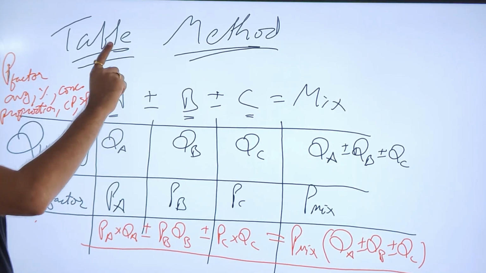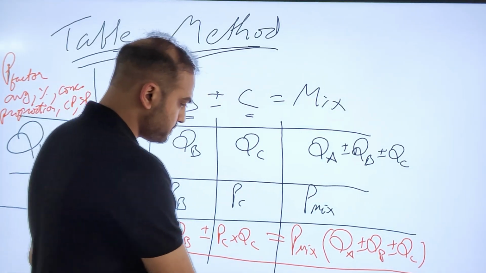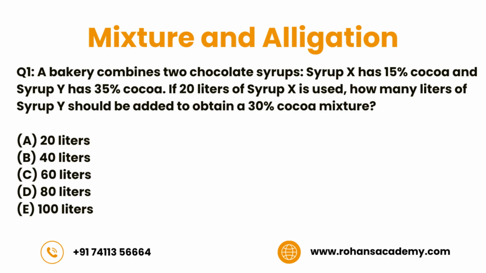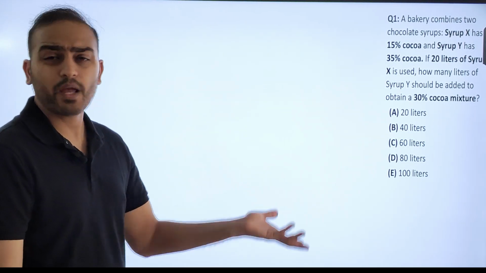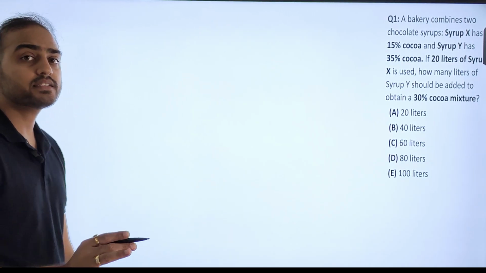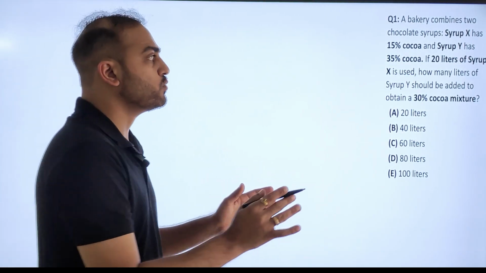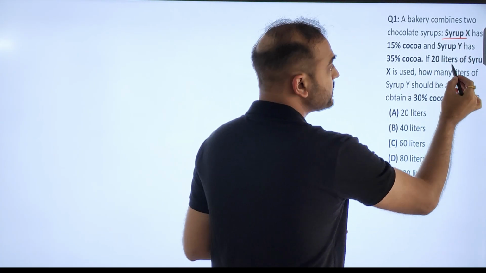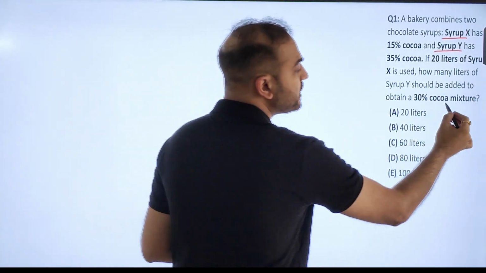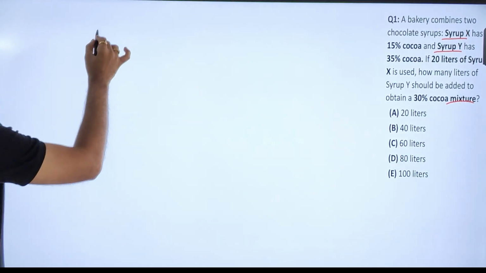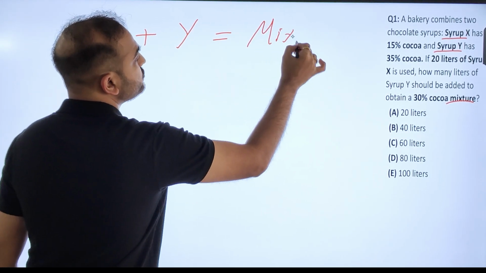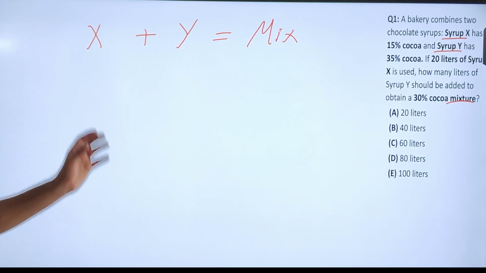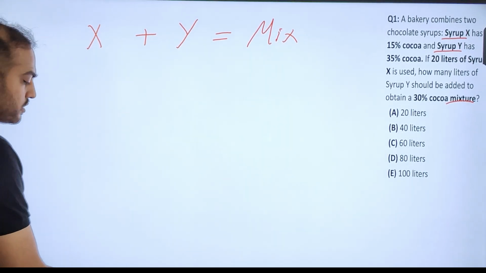Let me show you this in the same example that we did just now. So you must have read the question now. It's the same question again. Let's read and understand. First, what is mixed with what? I know syrup X is mixed with syrup Y to give me the mixture. So I write syrup X gets added to syrup Y to give me the mixture.